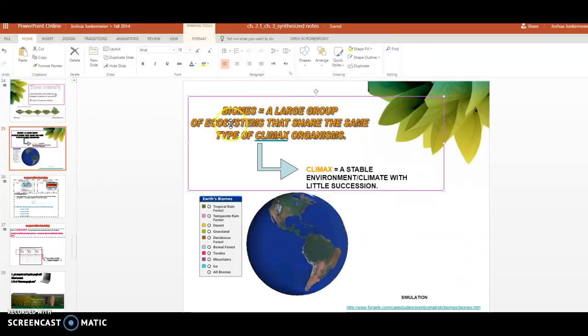It is a large group of ecosystems, an area in nature, that share the same type of climax organisms. It also shares the same type of stable environment or climate. So it's an area on Earth that has a stable environment, climate, with little change or succession, and it also has a specific type of organisms. So it has a specific group of species that are always there. That's a biome.